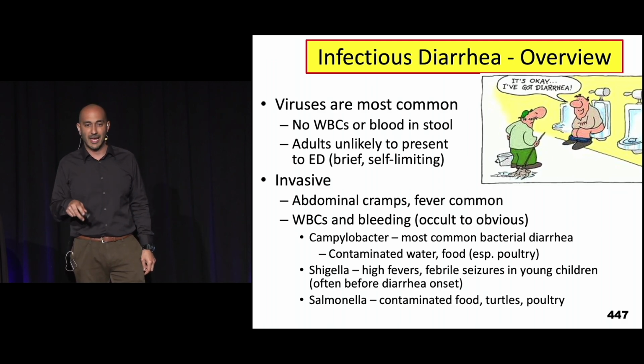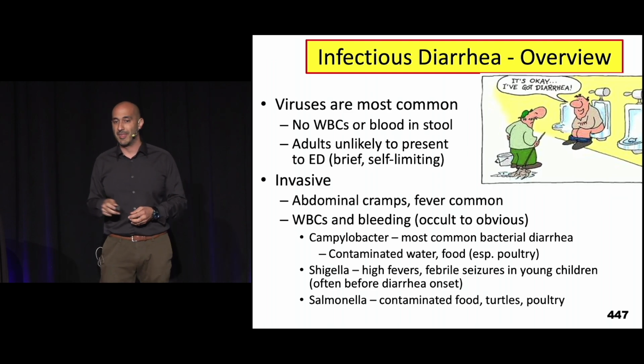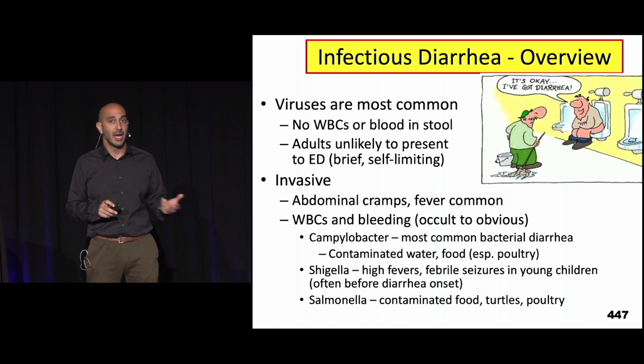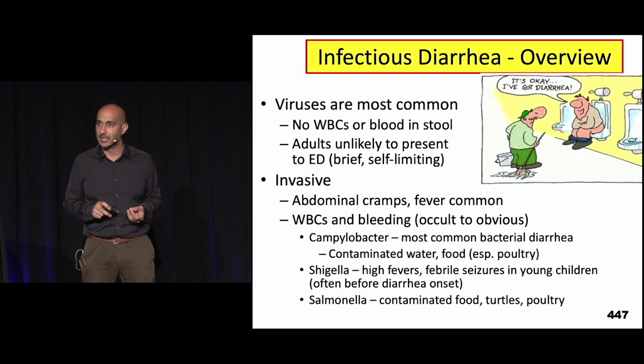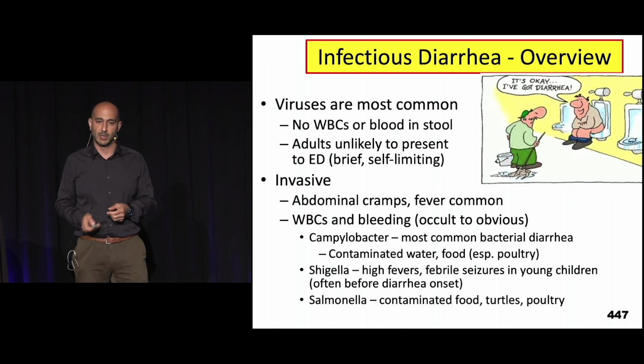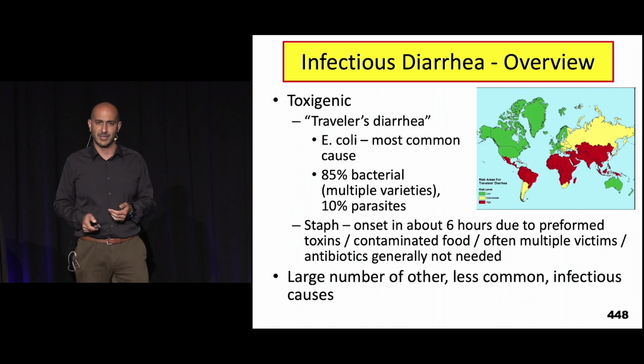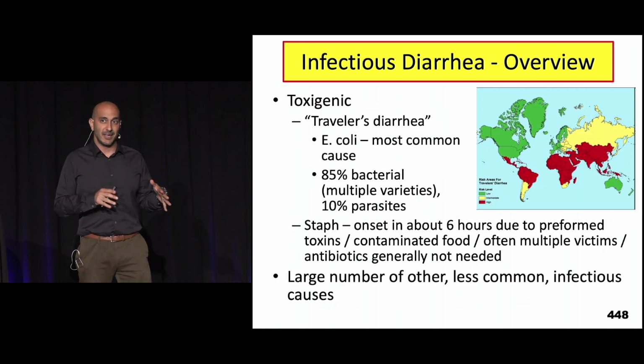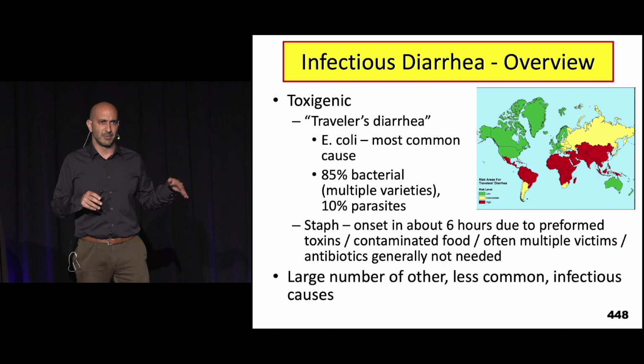Associated with that, Shigella, the big association there is if you see a small child with seizures, that's something to consider. Salmonella, people with pet turtles, amphibians, things like that. That's associated with salmonella, contaminated food, poultry, things like that. So that's the invasive. They get the bloody diarrhea. They tend to have the prodrome.